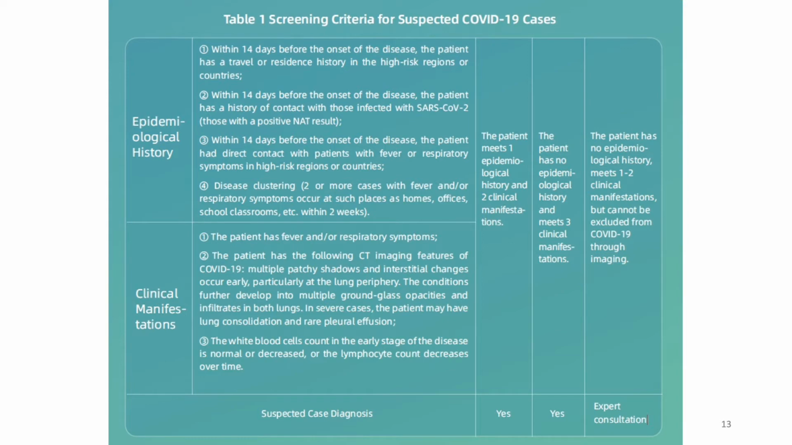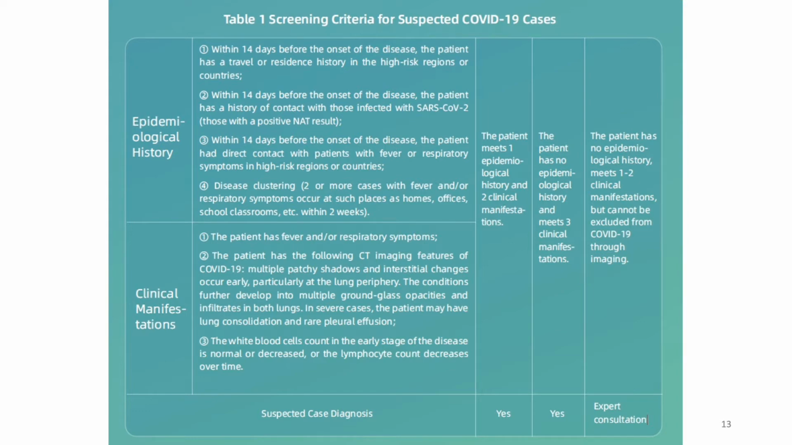4. Disease clustering, i.e. 2 or more cases with fever and or respiratory symptoms occur at such places as homes, offices, schools, classrooms, etc. within 2 weeks. So that's the epidemiological history. Then the clinical manifestations are: 1. The patient has a fever and or respiratory symptoms.